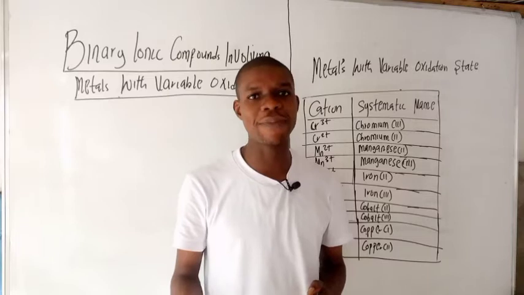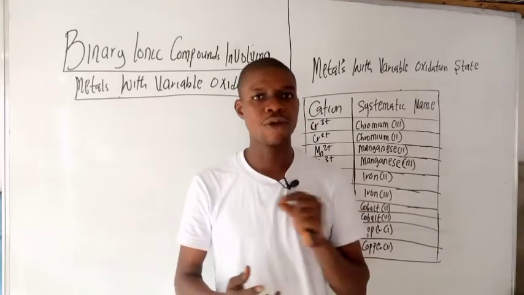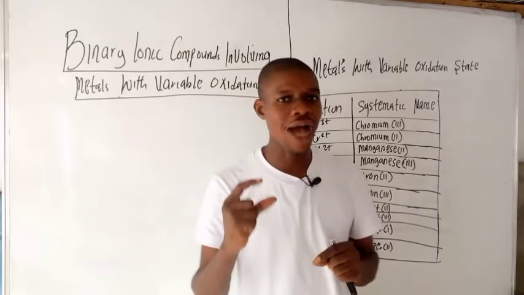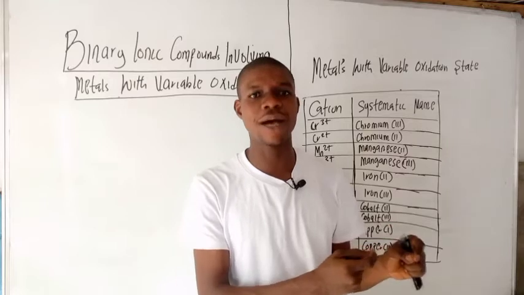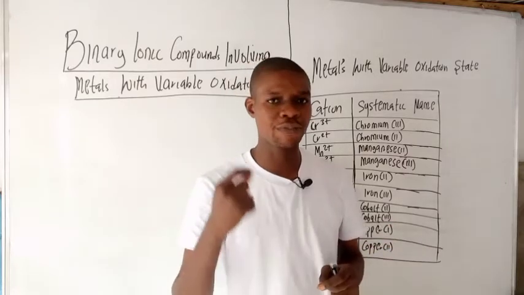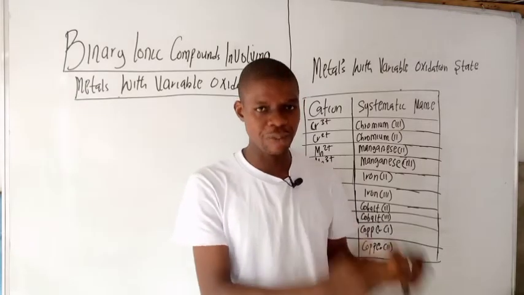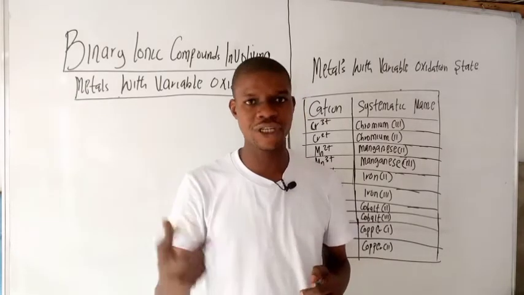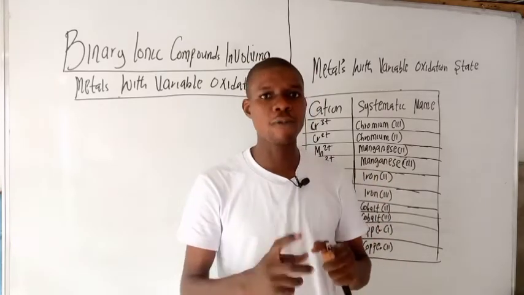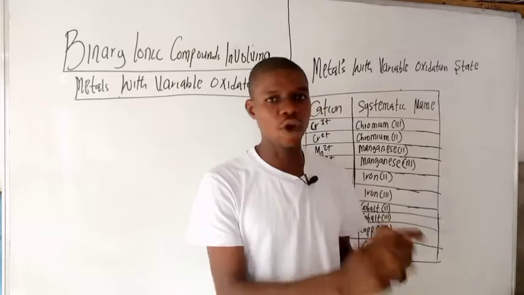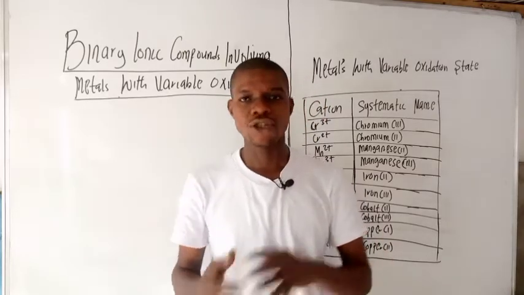The group 1 elements, which are lithium, sodium, and potassium, all have a +1 oxidation state. The group 2 elements, like magnesium and calcium, all have a +2 oxidation state. For the group 3 elements, like aluminium, they only have a +3 oxidation state. So each of these metals can form just a single ionic compound with non-metals. These are things we have done.